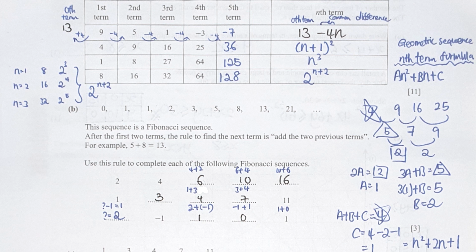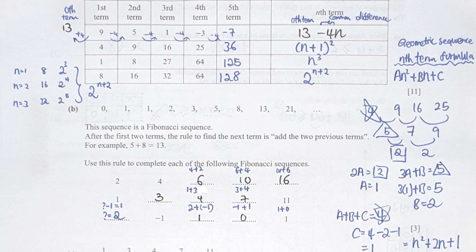Your a will be 1. Whereby for the next part, 3a plus b equals to triangle 5. Then substitute your a into it, and you get your b's results as 2. As for the last part, a plus b plus c equals to 4, which is a star there. C's result should be 1.